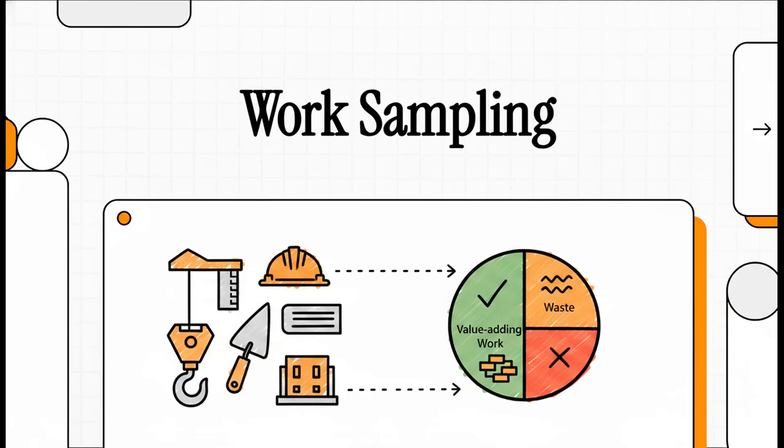Every construction site looks like a beehive of activity, right? People are moving, machines are running, it looks productive. But here's the big question. How much of that busyness is actually getting the job done? In this explainer, we're going to dive deep into something called work sampling. It's an incredible technique for figuring out what's truly adding value and what's just, well, waste.